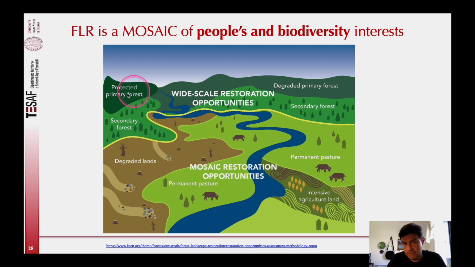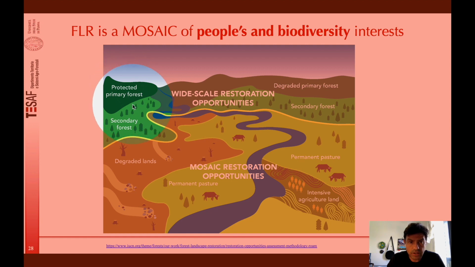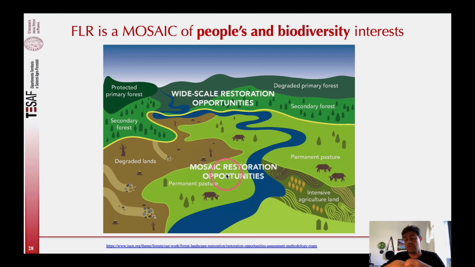So you can have actions connected to conservation or to forest management or restoration or even productive activities, but in the places that are more suitable to that, and also identify the areas that need some actions to be restored. So this is a mosaic. It's not just one action. It's many different actions coordinated to guarantee the quality of the whole social ecological system.